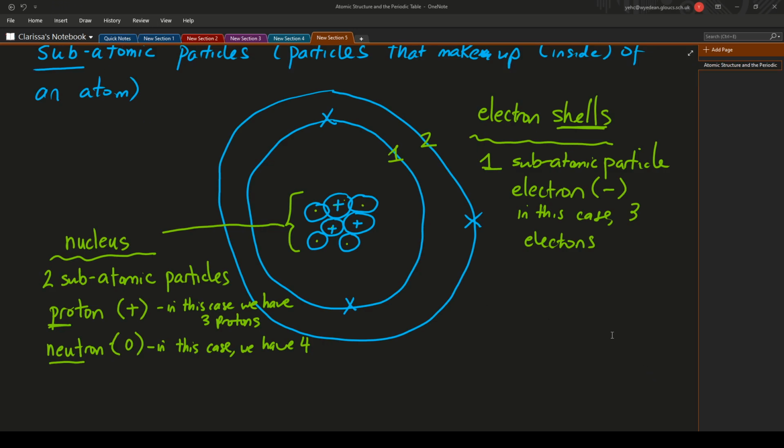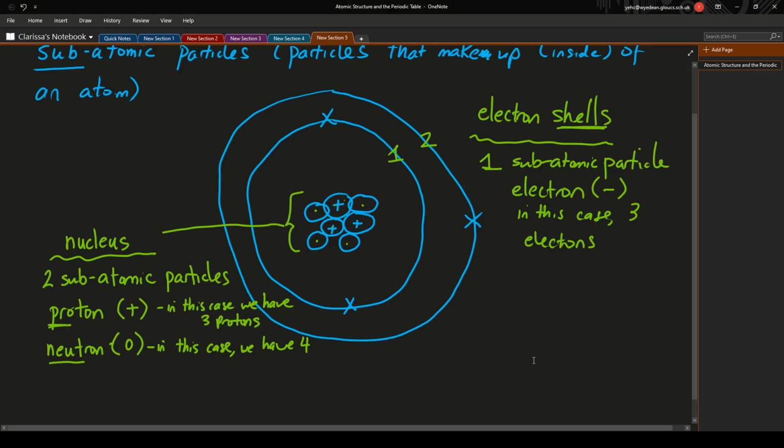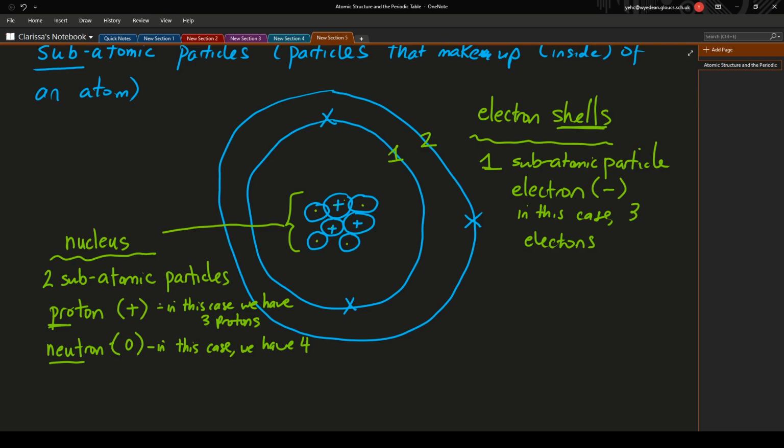So there are notes for the periodic table there now, but this is just a quick recap of what we'd already done in class. If you want to make some notes now, you can use some lined paper or something. Okay. So one subatomic particle, in this case there are 3 electrons. Okay. So we have 3 positive charges. And if we have 3 positive charges, we're going to need 3 negative charges to balance that out.